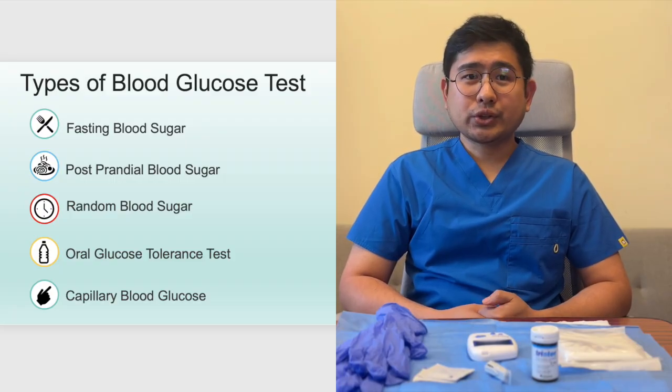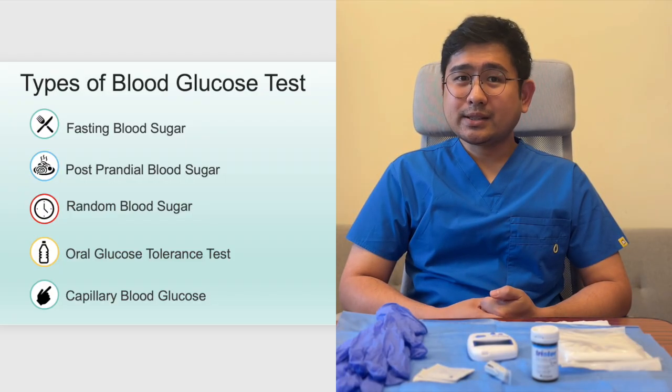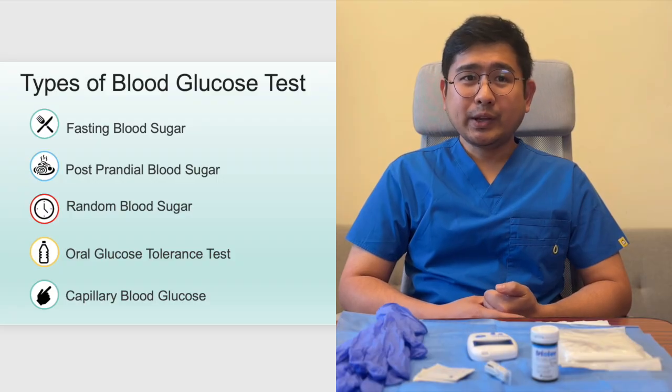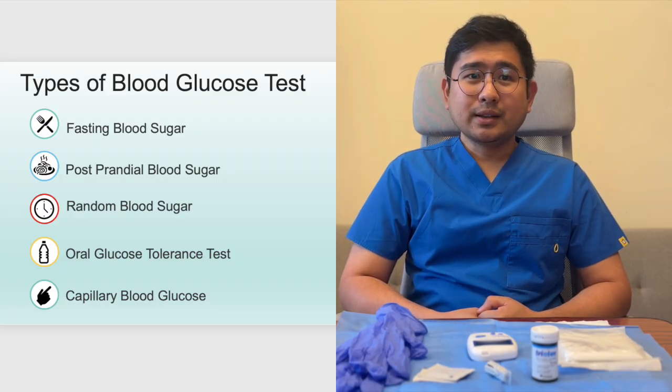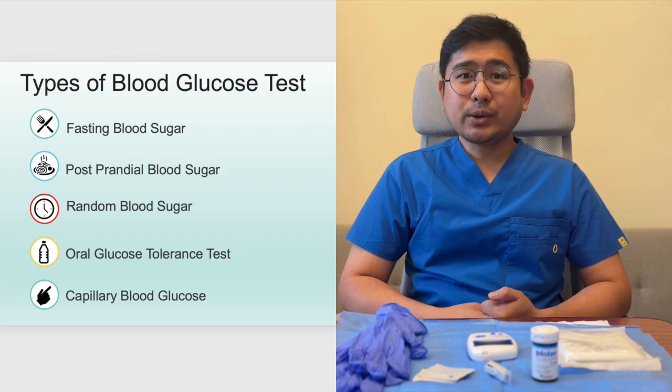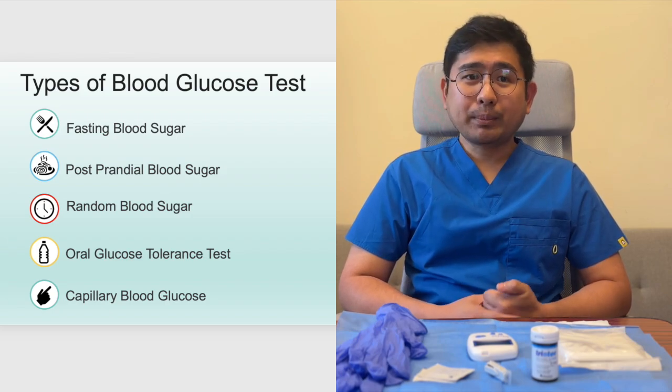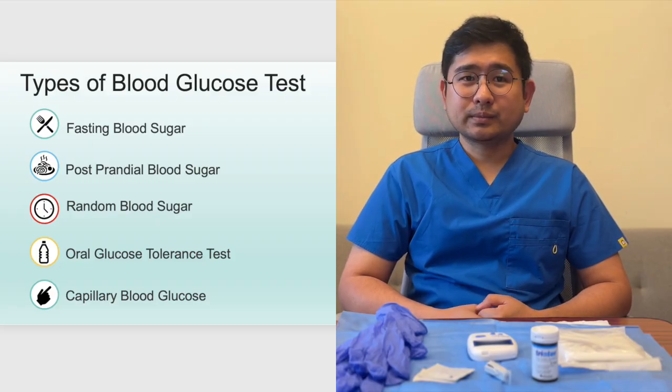Next is random blood sugar. As the name suggests, this test can be done at any time, regardless of meals. It is often used in emergency or critical care settings to quickly identify hypo or hyperglycemia, especially in symptomatic patients.